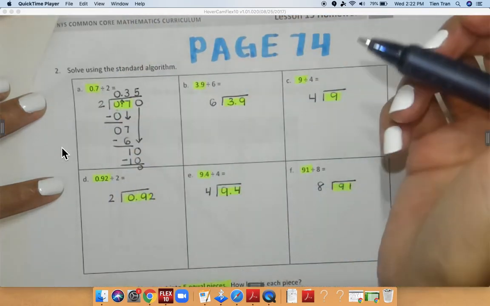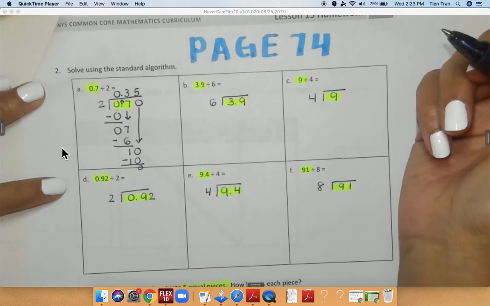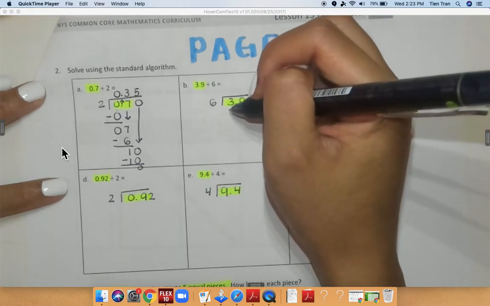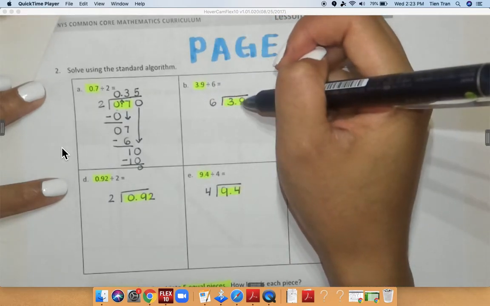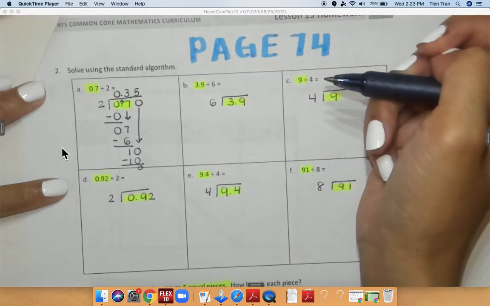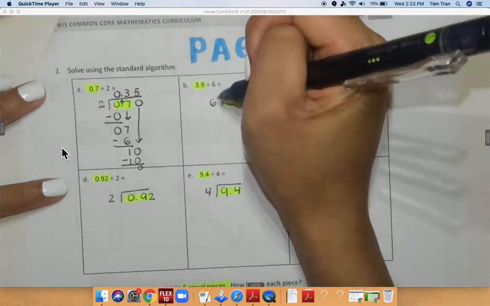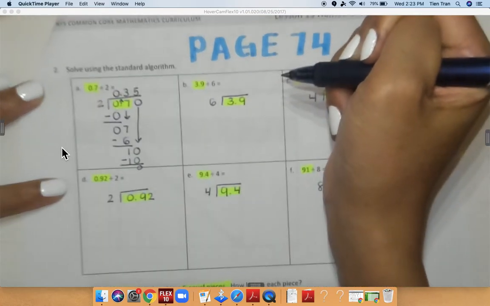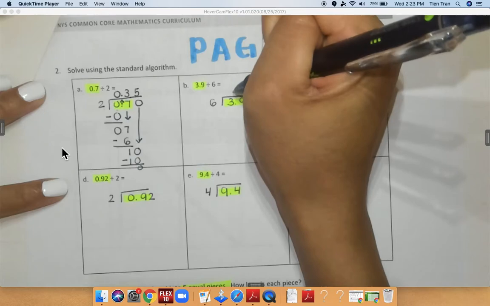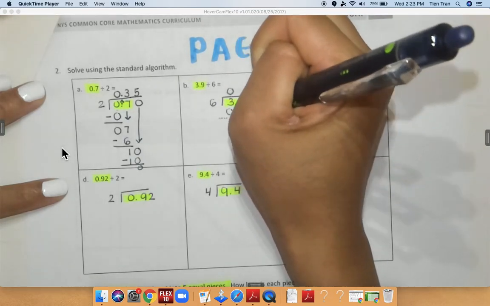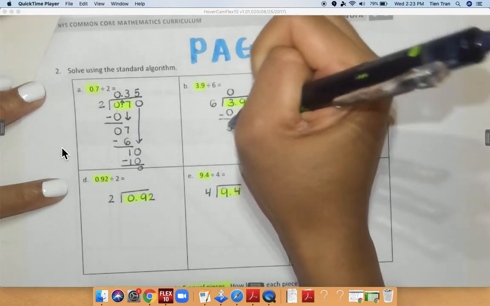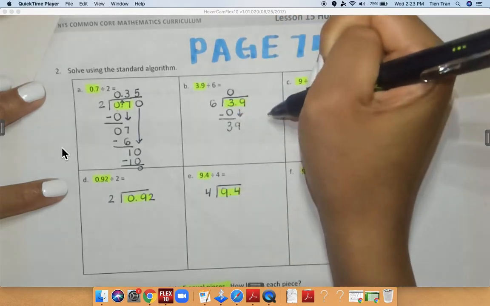So my final answer is 35 hundredths. Now I'm going to go on to the next problem, problem B. Notice that 3 and 9/10 goes inside and the 6 goes outside as my divisor. How many times can 6 go into 3? 6 cannot go into 3, so I'm going to put 0. 6 times 0 is equal to 0. 3 minus 0 is equal to 3. I'm going to bring down my 9.